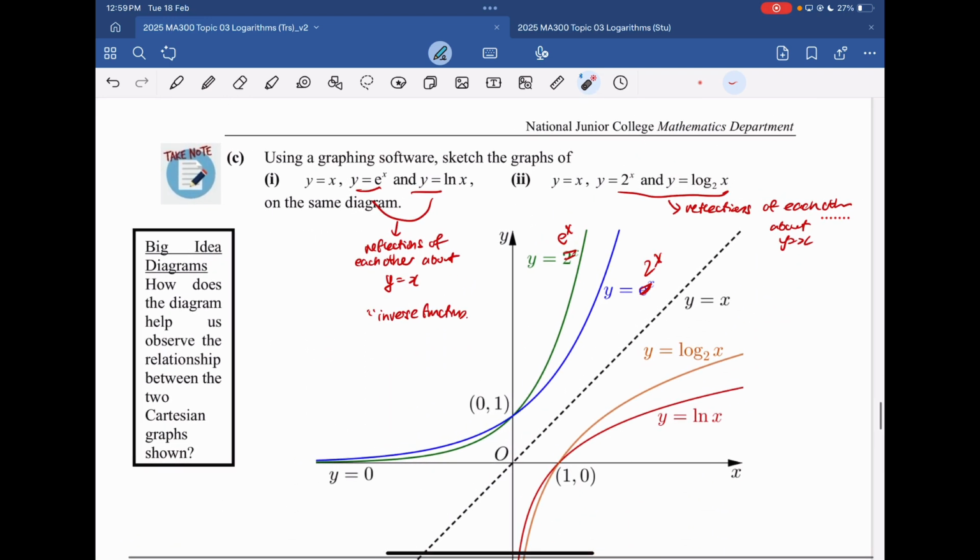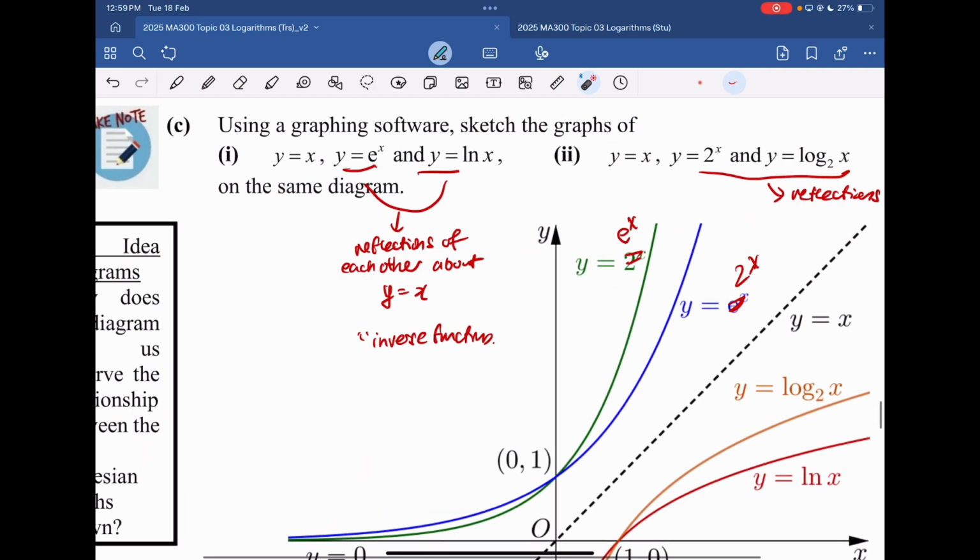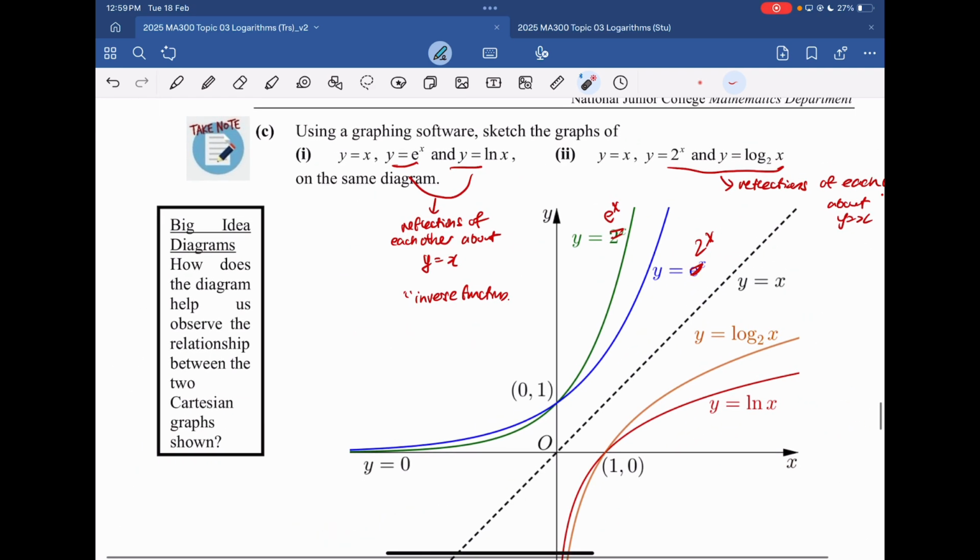Now, what I want to bring to your attention is this. If you look at y = e^x and ln x, they are actually reflections of each other about the line y = x. So you see carefully, there's a mistake in the graph. e^x is here, y = x, and ln x.